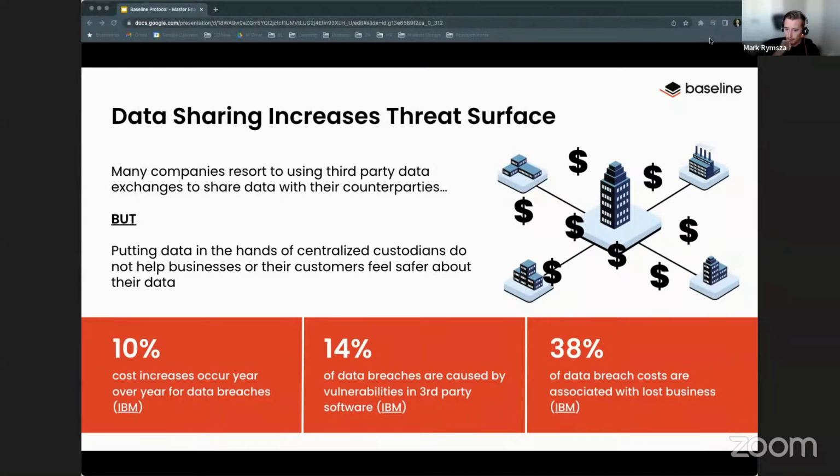And 38% of those data breach costs are actually associated with lost business. So it really is a very costly problem to try and share your data in this way.